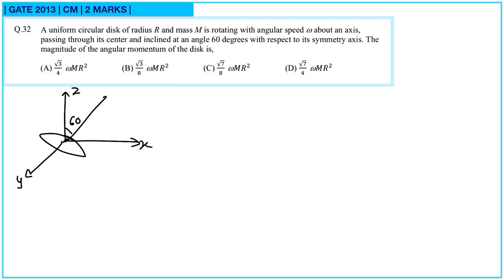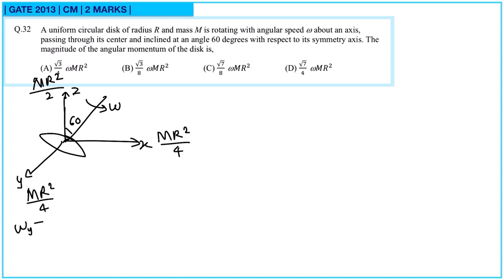Now, if it is along this axis, what will be the moment of inertia? It will be mr square by 2. Here we have mr square by 2 moment of inertia. Along this axis, it will be mr square by 4. Along this axis, it will be mr square by 4. But this omega is along this axis. We have omega here. So let us take components of omega along this x, y and z axis.